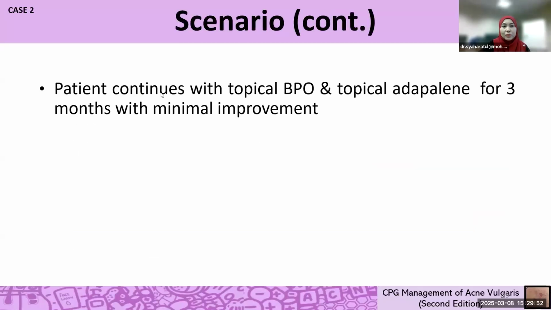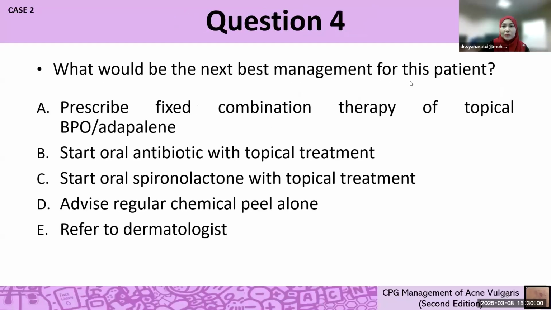Right, so the patient continues with topical BPO and topical adapalene for 3 months with minimal improvement. So what will be the next best management for this patient? We have A, B, C, D, E there. A, prescribe fixed combination therapy of topical BPO adapalene. Remember before that the patient is on separate BPO and adapalene. Or B, start oral antibiotic with topical treatment?